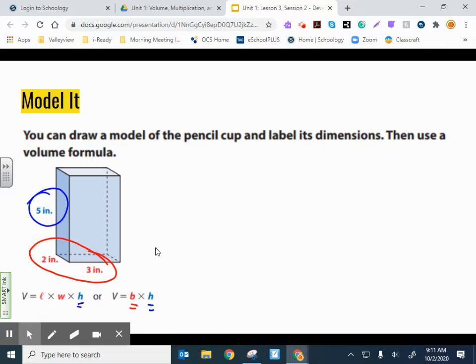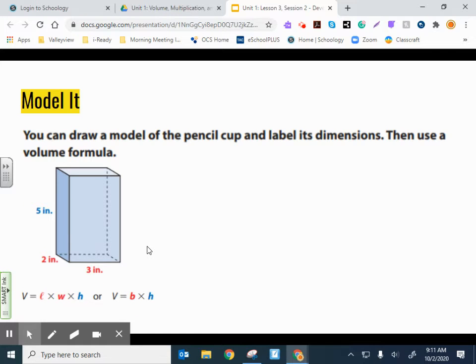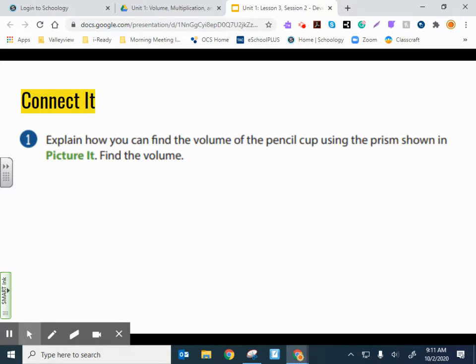So let's look at page 39 over here on the right. Have your book open so you can glance back at the pictures on the left and then answer the questions on the right. That should help the most. Question 1, explain how you can find the volume of the pencil cup using the prism shown in the picture. The picture is the one with all of the different cubes.